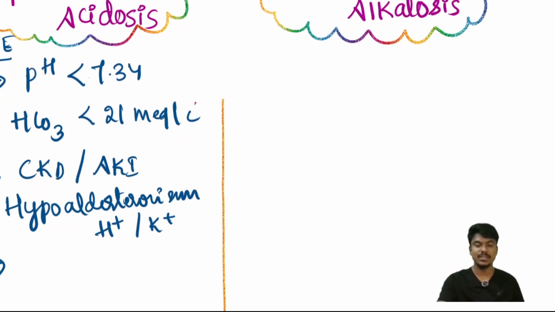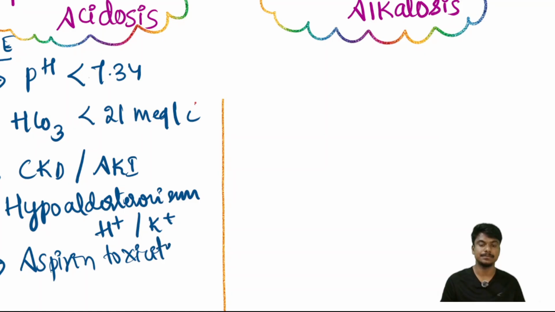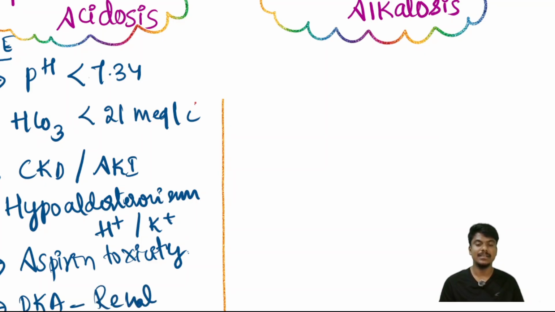So that is the condition in AKI and CKD, where an insufficient amount of aldosterone is produced. And one more thing, aspirin toxicity. Aspirin is an acid, salicylic acid, so aspirin toxicity also causes metabolic acidosis. In case of DKA, diabetic ketoacidosis, you can also see metabolic acidosis. Various renal parenchymal diseases, such as renal tubular acidosis, also cause metabolic acidosis.